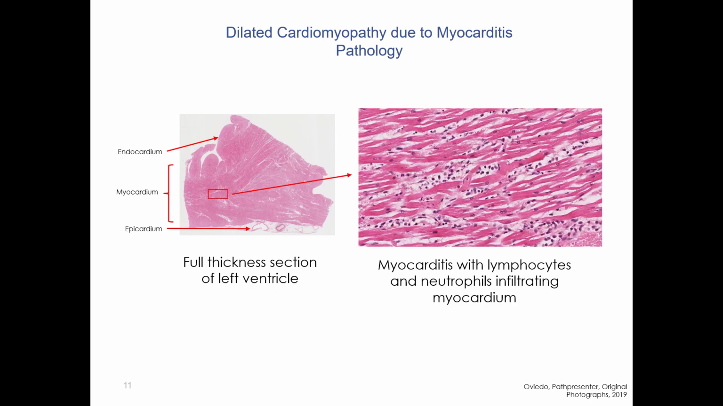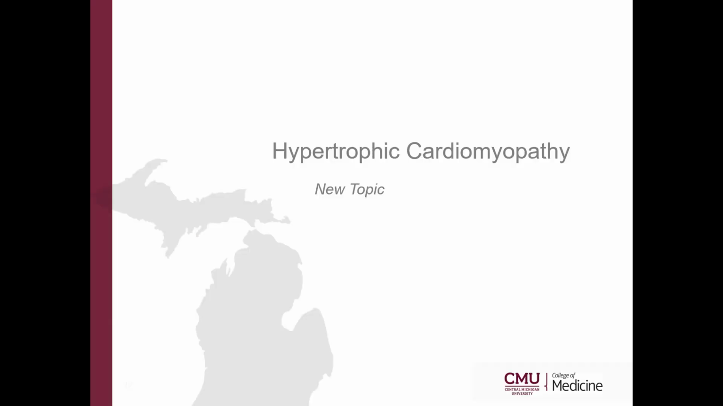Here at higher power, you can see there are numerous lymphocytes and neutrophils infiltrating the myocardium. This is the appearance of myocarditis. Let's go on to hypertrophic cardiomyopathy.